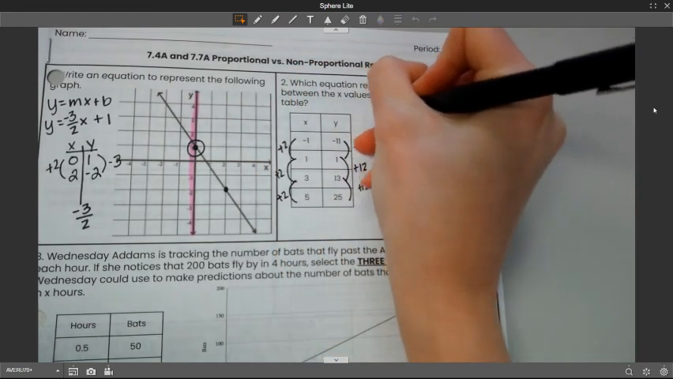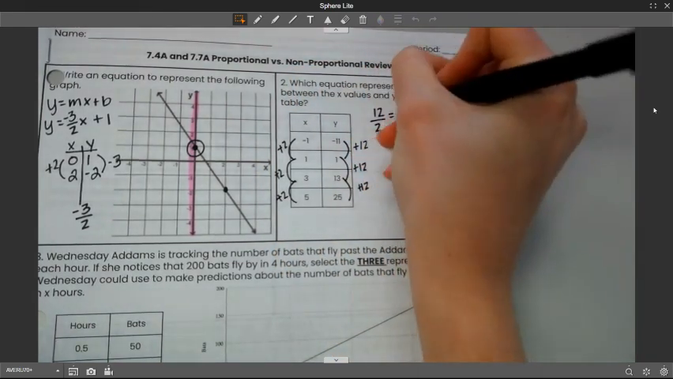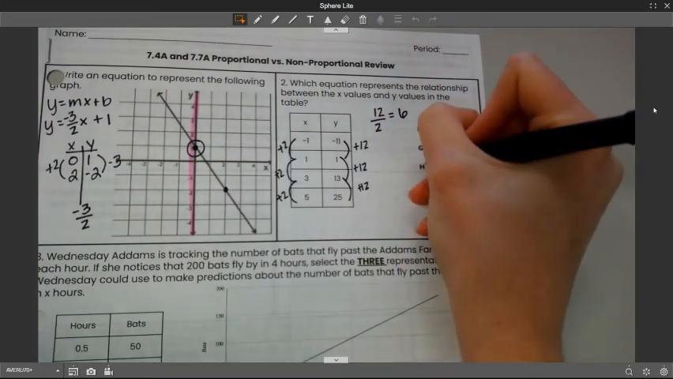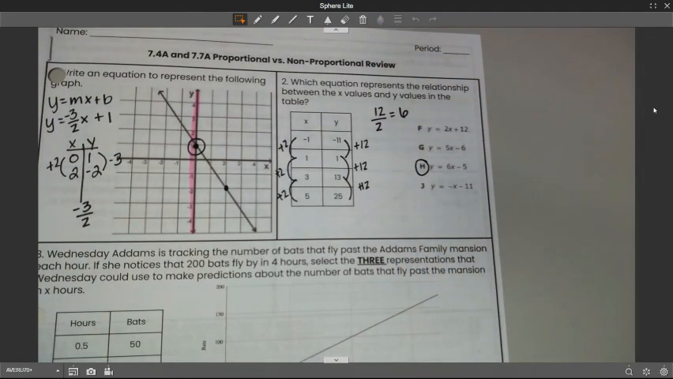So change in y over change in x, 12 divided by 2, that gets me 6. So my rate of change is 6. The only answer choice that would make sense is H.